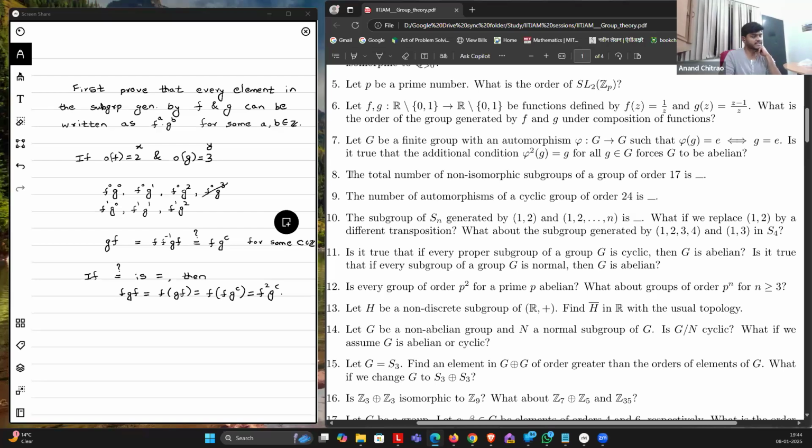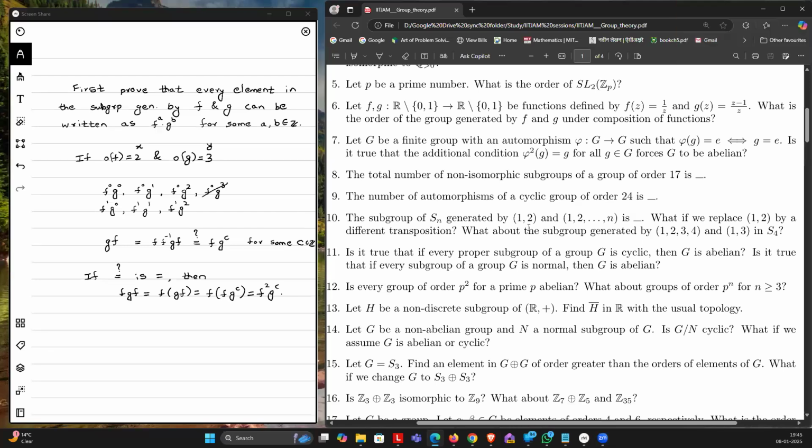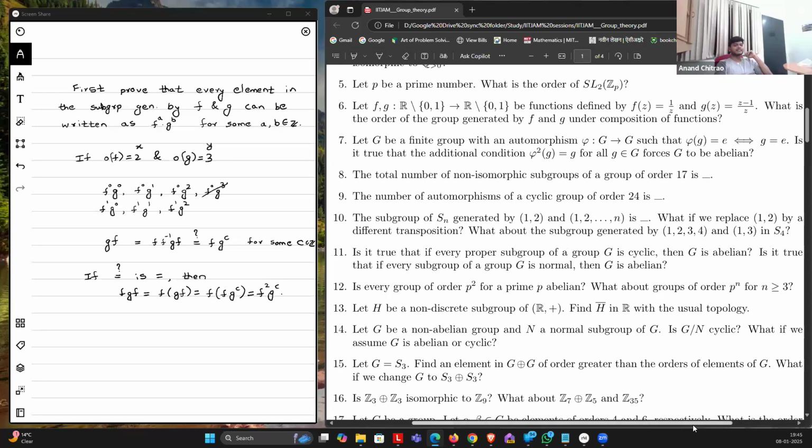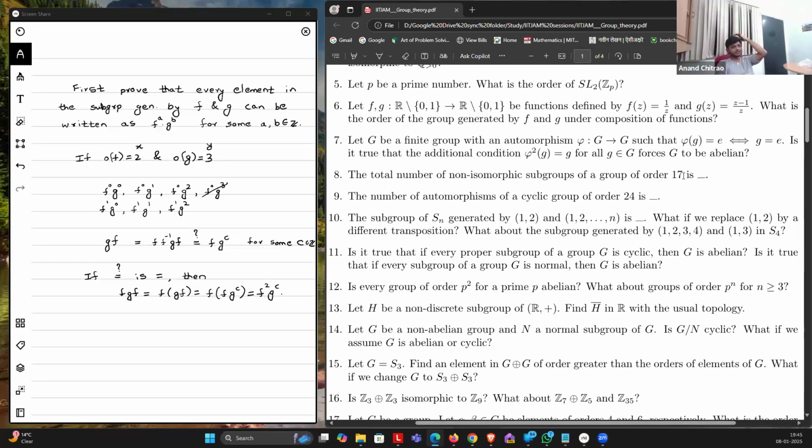Now come some easy questions. The total number of non-isomorphic subgroups of a group of order 17 is? What's the answer? 1. Be careful. 2, sir. Yeah, 2. What is the reason? 17 is a prime. So the only group up to isomorphism of order 17 is Z17, and it has exactly 2 subgroups, the trivial subgroup and the entire group.